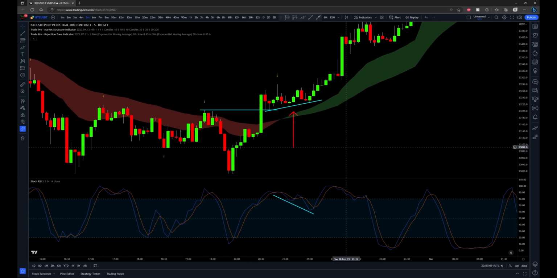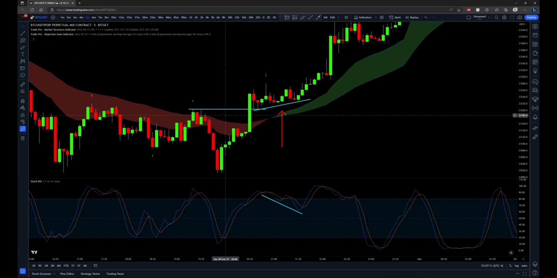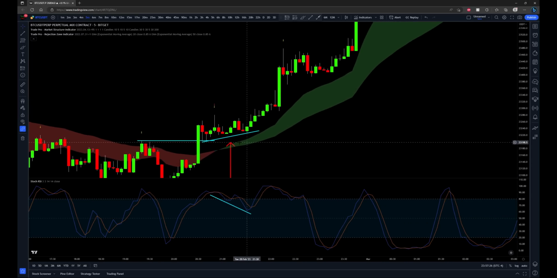Here's our next example. Bullish market structure break. We get green flip on cloud starting right here. Then we start looking for hidden bullish divergence, which we have throughout this consolidation. Lower stochastic RSI, higher lows, price. Looking for that next follow through move. We get that.